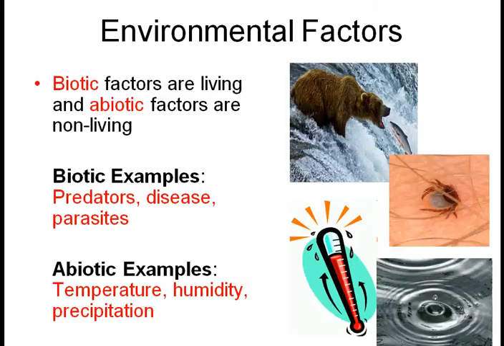So what are those biotic and abiotic factors? Biotic factors are living and abiotic factors are non-living. So our biotic ones are like the predators. It could be diseases like bacteria, the parasites, anything that's considered alive. Abiotic is looking at the temperature, the humidity, precipitation, things that come into play, but they're not actually living themselves.